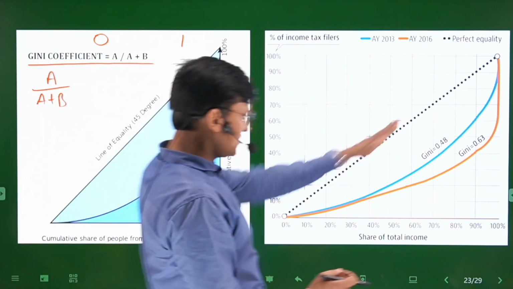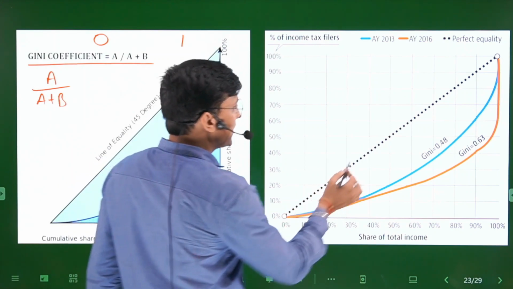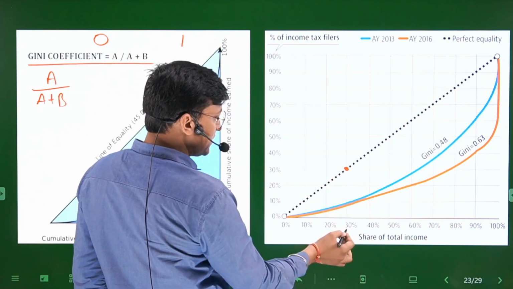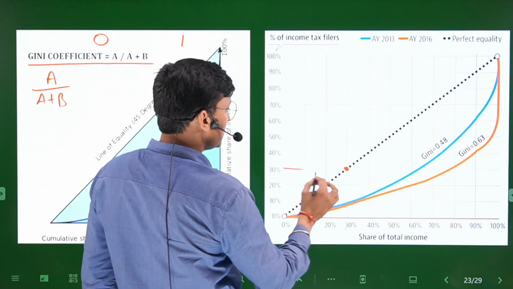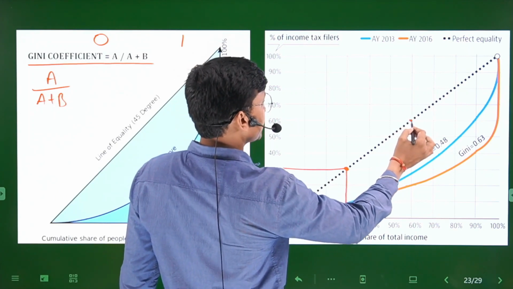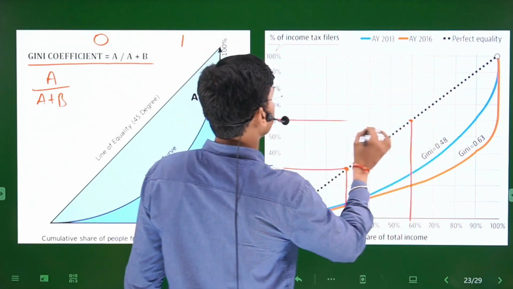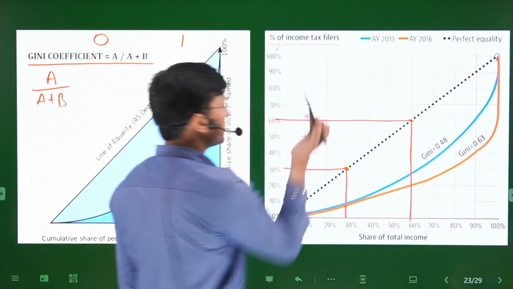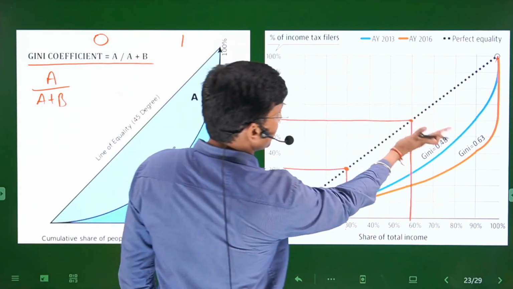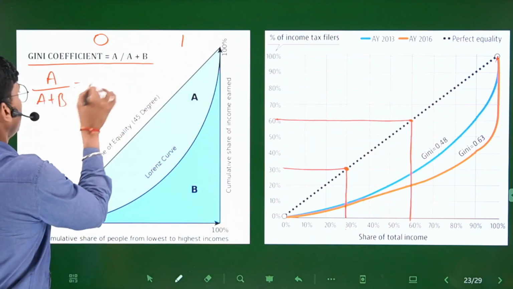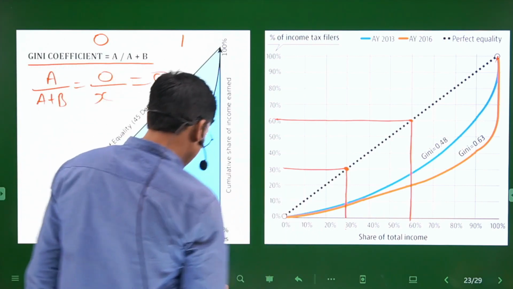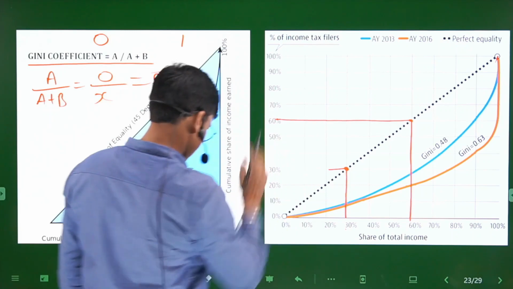How does it actually work? This is the graph. This dotted line shows equality. Suppose 30% of the people of the country are earning 30% of the money, 60% of the people are earning 60% of the money, 100% of the people are earning 100% of the money. Very good, excellent, no problem. If it is like that, then this area is not there. Then it would be 0 upon some x value, and the answer would be 0. But it is not like this. It cannot be like this. So what is there?